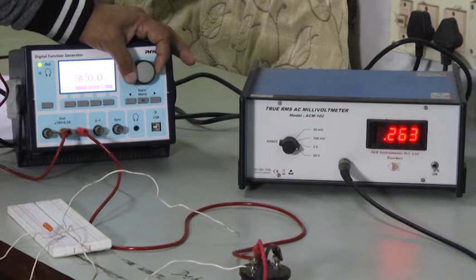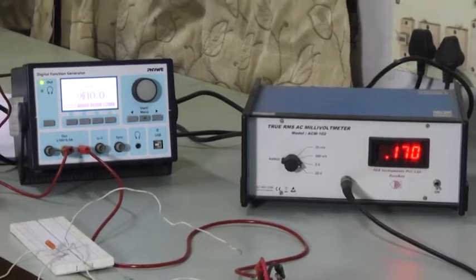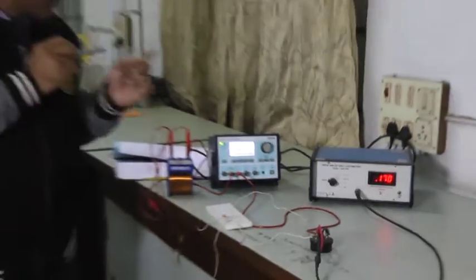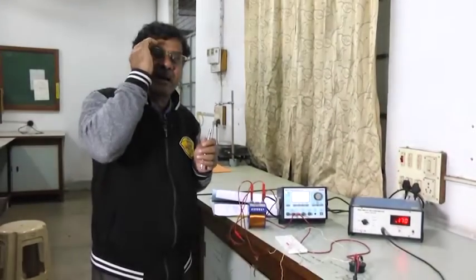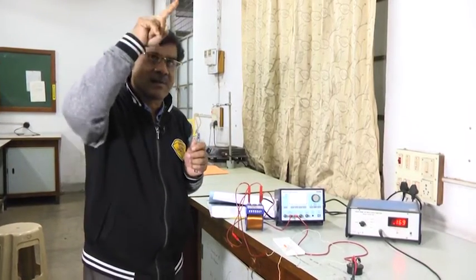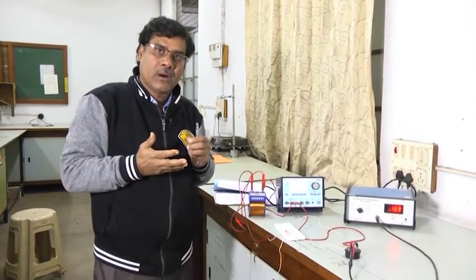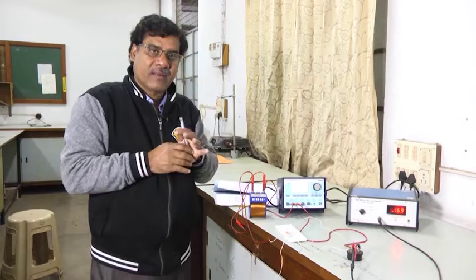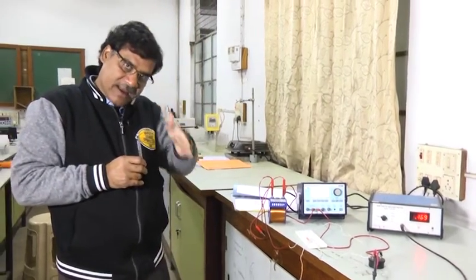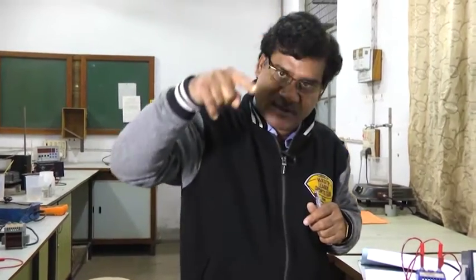Now I am increasing 830, 840, 860. So, it is decreasing. So, the peak we saw is around 800 hertz, the frequency. When it is 800 hertz, this is the maximum, it is 292 millivolt. Then on the lower side of this frequency, it is decreasing, and on the higher side of the frequency it is increasing. Also, this current is decreasing.